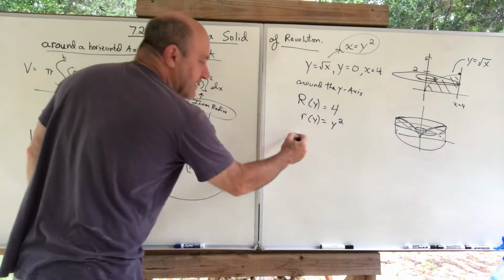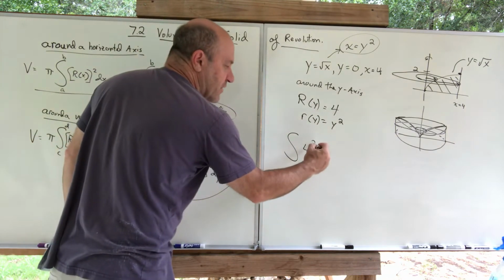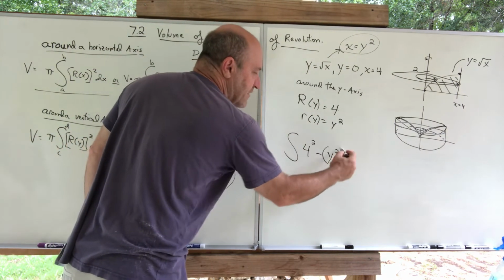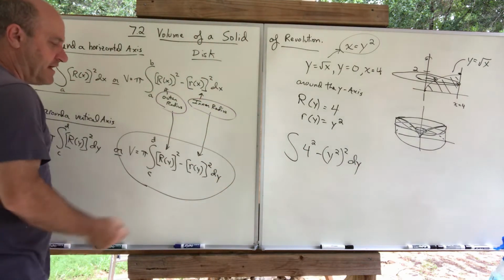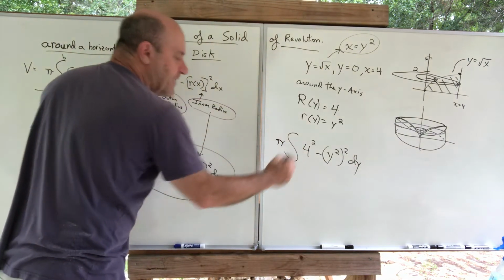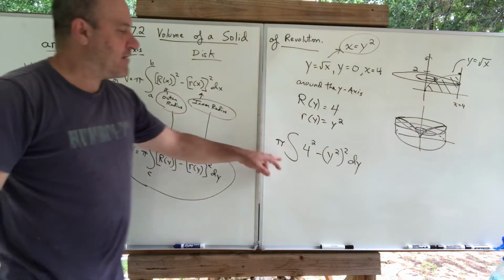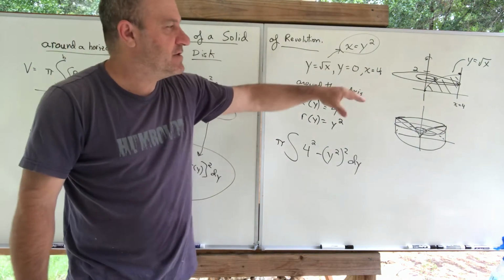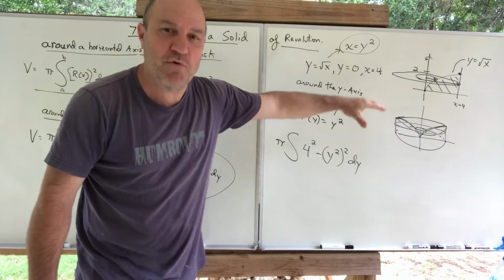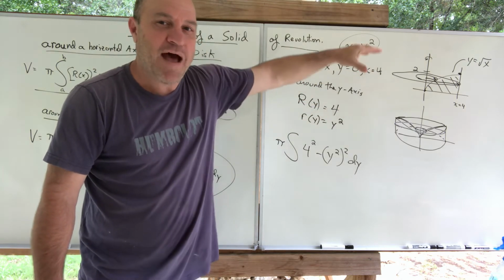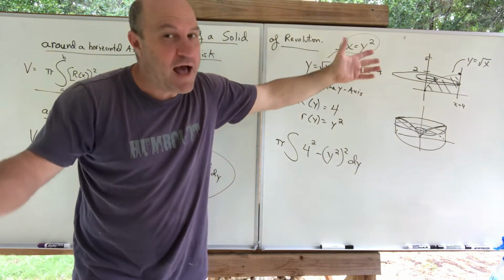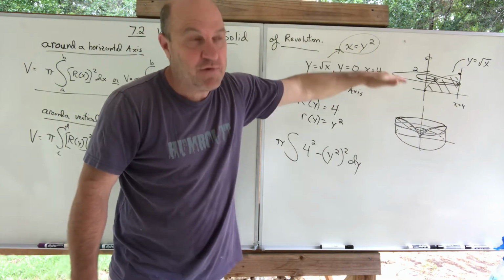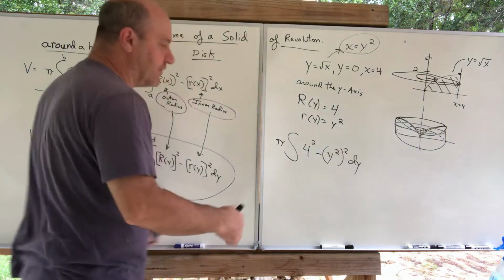So here I go. This is pretty easy. It's 4 squared minus y squared dy. My outer radius minus my inner radius. There's a pi out front, and my bounds. Sometimes the bounds are the tricky part. Some students get confused, but those disks are going to move throughout that space from 0 to 2. I'm working in y's. The bounds are y values. They're not the x values. So 0 to 2.